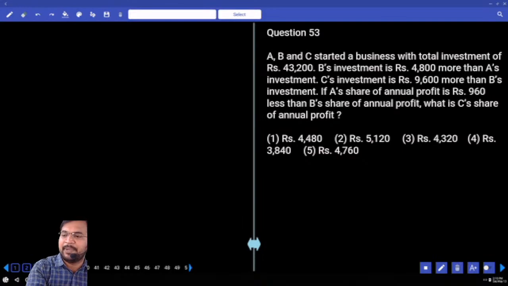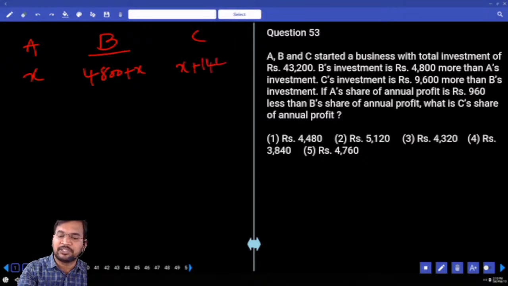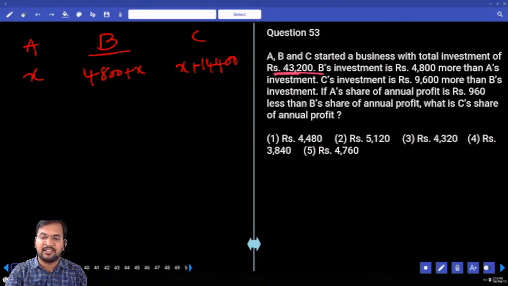A, B, C. Now look at here. B's investment is what? 4,800 more than A's investment. Say for example, A's investment is X rupees. B's investment is what? 4,800 plus X. Then C's investment is what? 9,600 more than B, so 9,600 plus 4,800, that is 14,400 plus X. Together is 43,200. So together is how much? 3x.